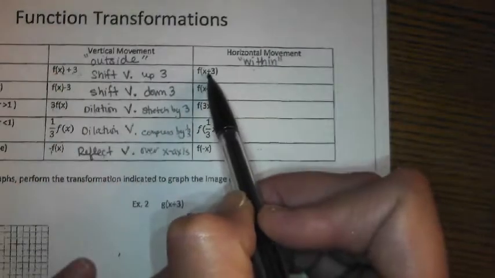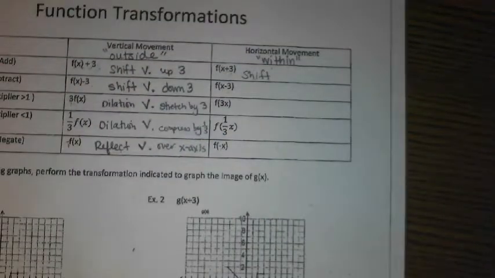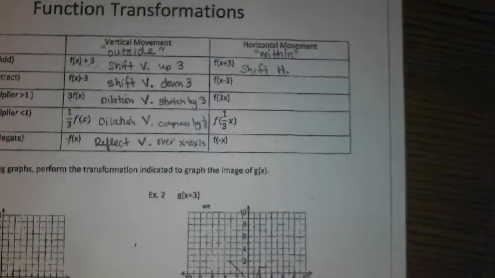Okay? There's still a +3, so it's still a shift. Anytime you add or subtract, it's still a shift. But because this +3 is happening within the function parentheses, that's horizontal. Now, horizontal means left, right. So what would your instinct tell you if you're adding 3? Would that tell you left or right?